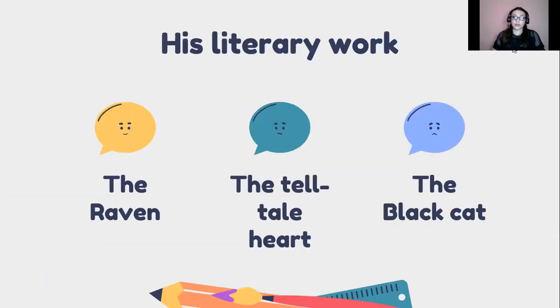Now let's talk about his literary work. There are many short stories from him, but these are the three that we're going to remember: The Raven, the Telltale Heart, and The Black Cat. The Black Cat and The Raven you also know, but the Telltale Heart is the one we're going to talk about today, because the other two are very famous, and I'm sure that even if you haven't read them, you have some background knowledge about them.